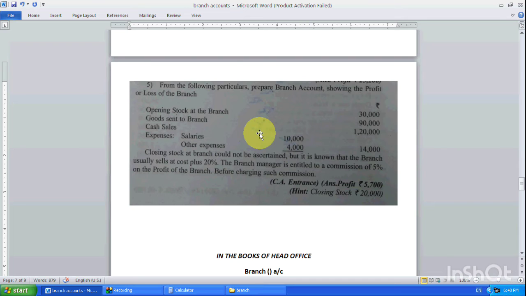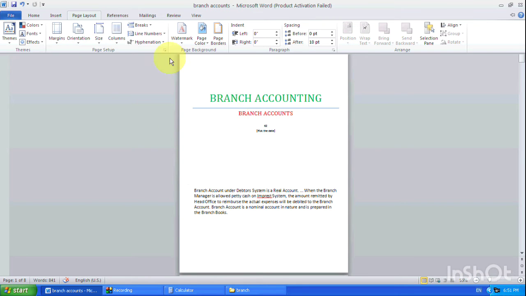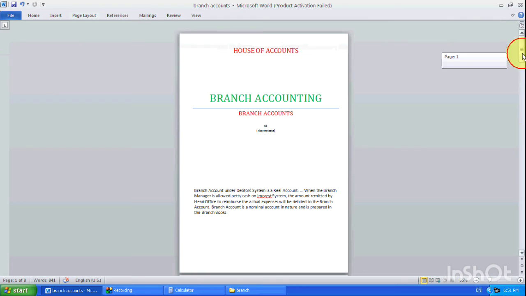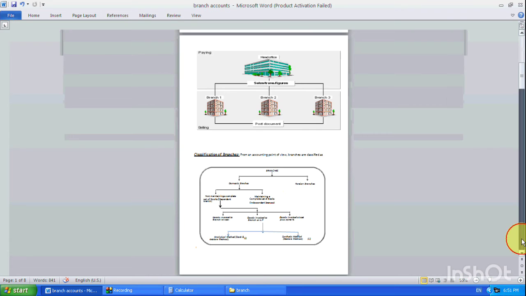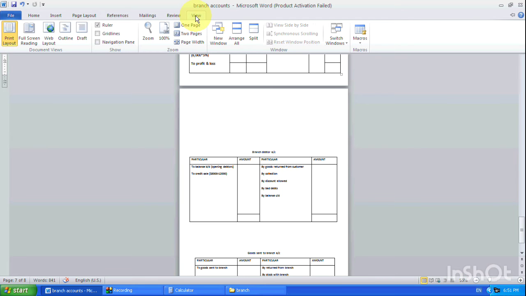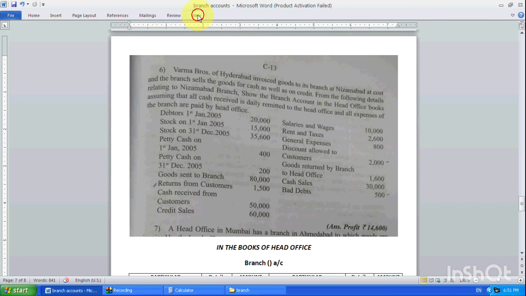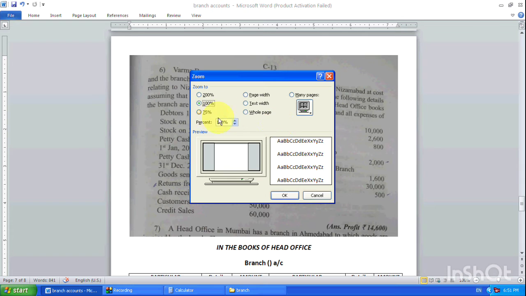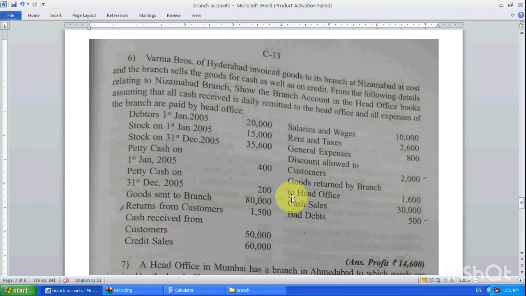Okay, so let's start the question number 6. Welcome to House of Accounts, branch accounting. So this chapter we are going to do is branch accounting. Okay, let's go to question number 6. Here I have already prepared some proforma for question number 6. Okay, without wasting time, let's go to the question.